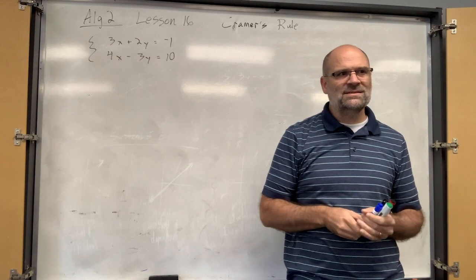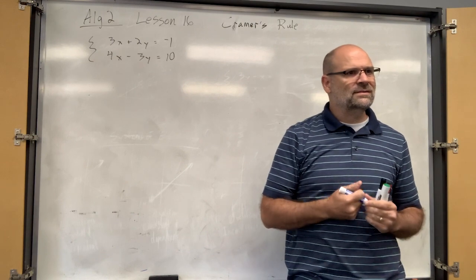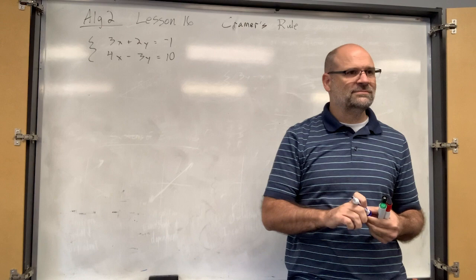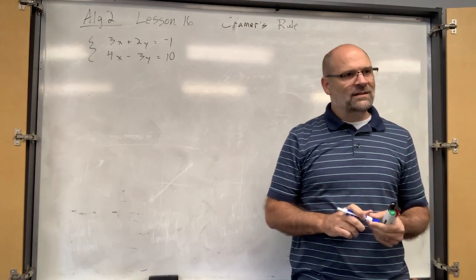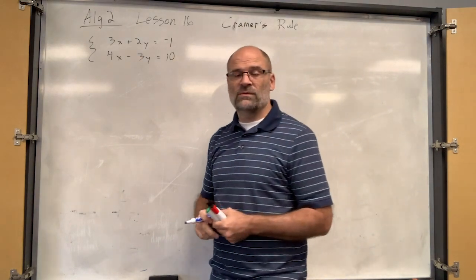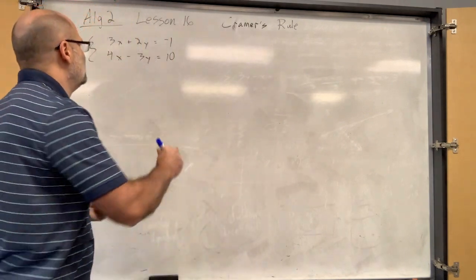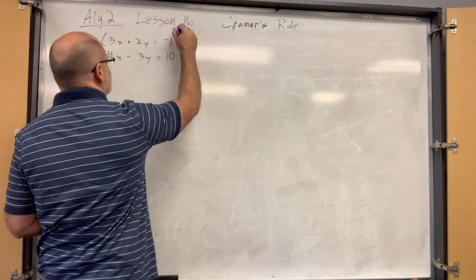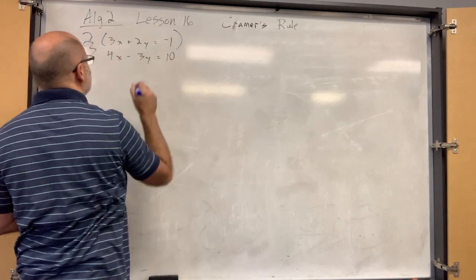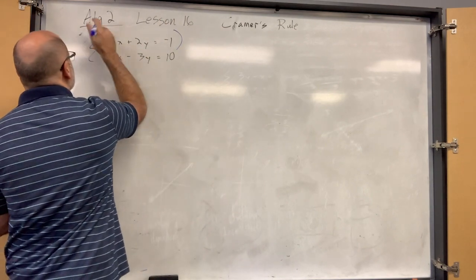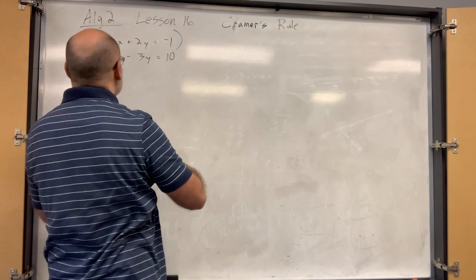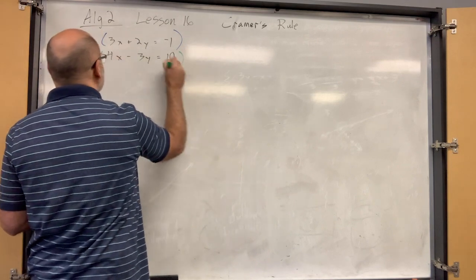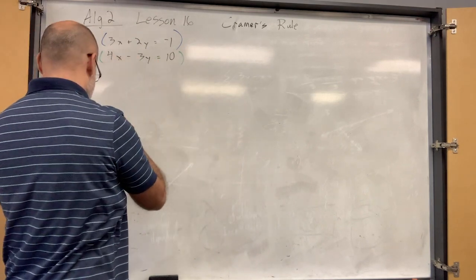You guys remember this? Do they have to be multiplied by the same number? No. Then you could just multiply 2 by 3 and 3 by 2. It's kind of like finding common denominators, right? So if you multiply this whole thing by 3, and then we multiply this whole thing by 2, look what happens. So let's do that.